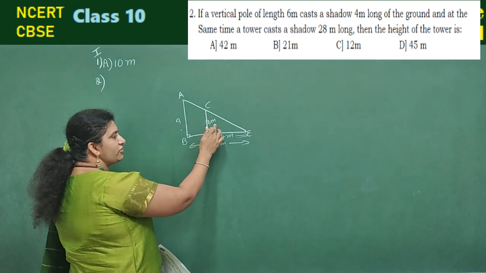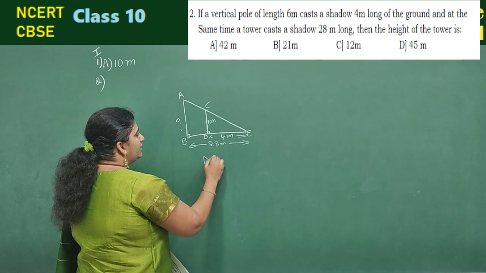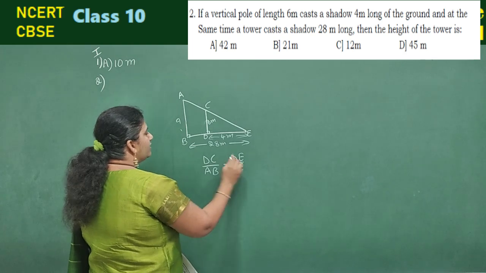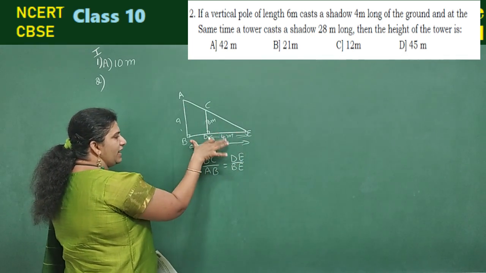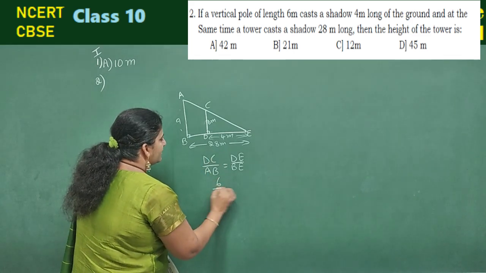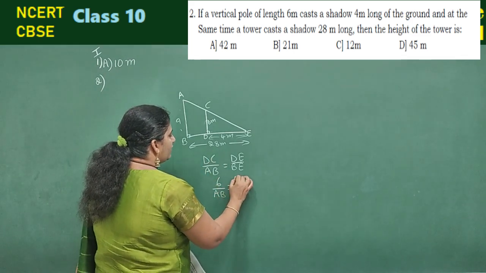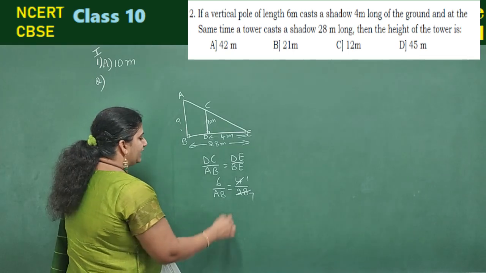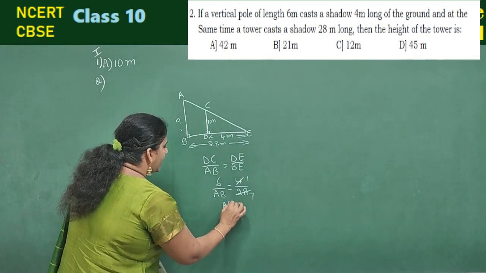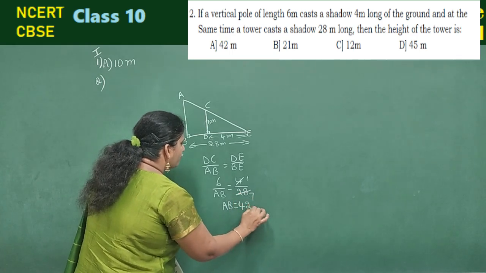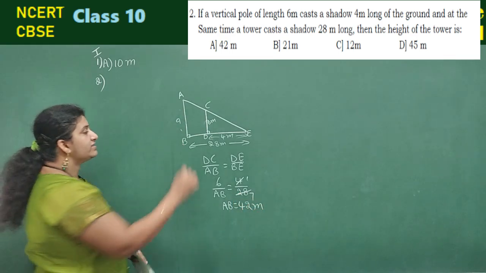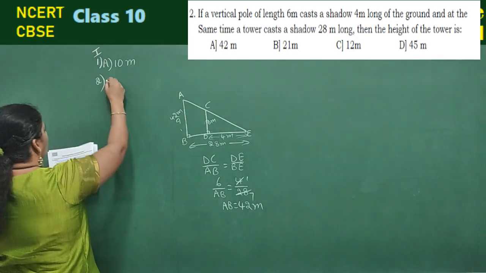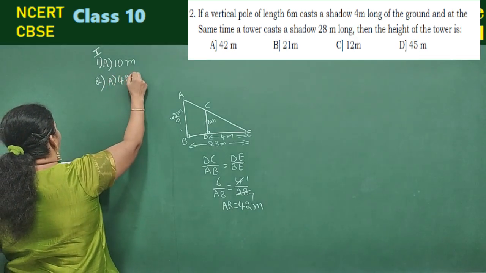So, which ratios will we equate, children? This one. DC by AB is equal to DE by BE. DC value is 6, AB we don't know, DE is 4 and this is 28. 4 sevens are 28. Then AB is on this side. AB is equal to 7 sixes are 42 meters. What is the height of the building? 42 meters. Check the option. Which option is right? Option A, 42 meters.